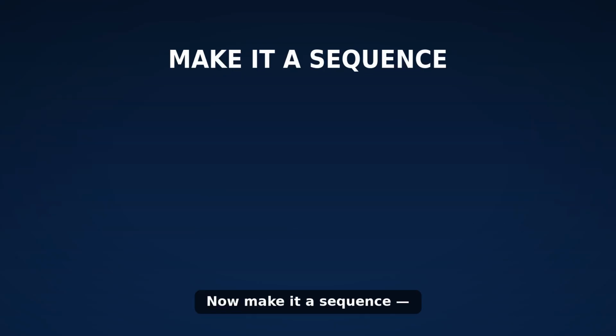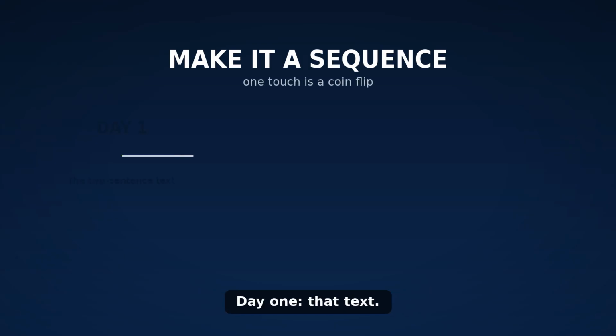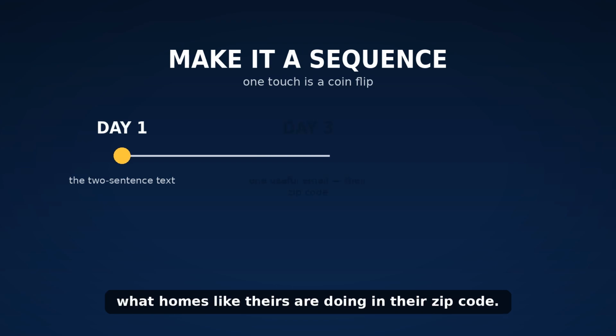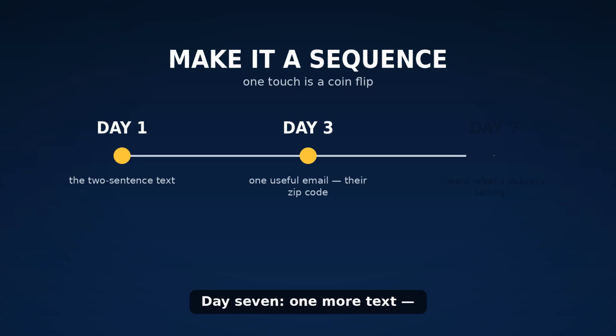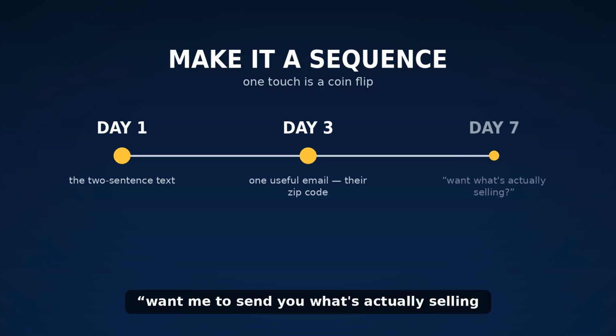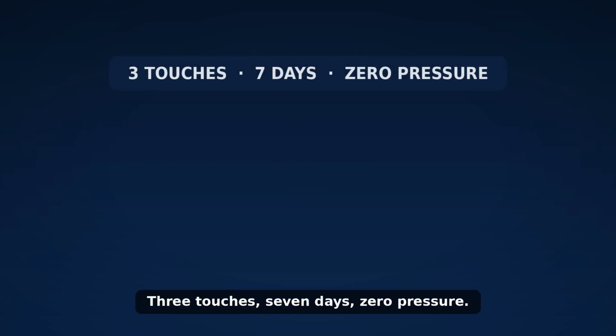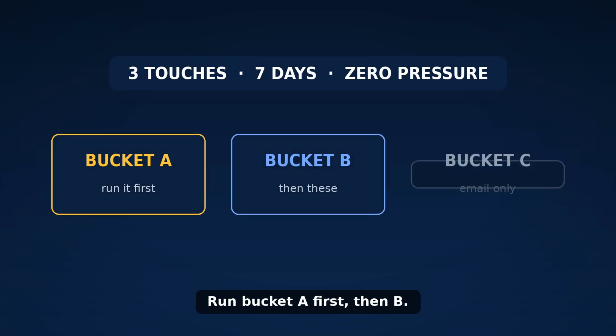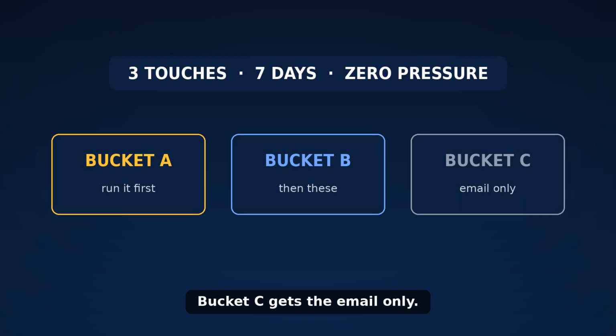Now make it a sequence, because 1 touch is a coin flip. Day 1, that text. Day 3, an email with 1 useful thing. What homes like theirs are doing in their zip code right now. Day 7, 1 more text. "Want me to send you what's actually selling in your price range? Takes me 2 minutes." 3 touches, 7 days, 0 pressure. Run it bucket A first, then B. Bucket C gets the email only.